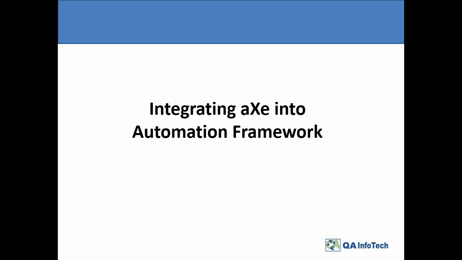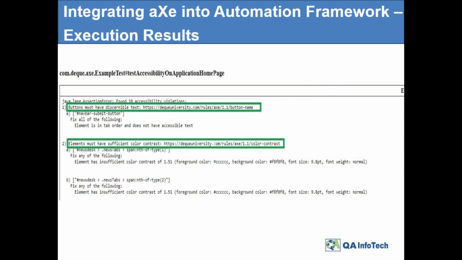I will not go into much detail of how it works. Rather, I will show you the execution results. So here is a snippet of the execution report. The first thing that this report notifies me of is the number of accessibility violations, and in our case, it is 10. Below is the complete description of each issue along with the number of occurrences.